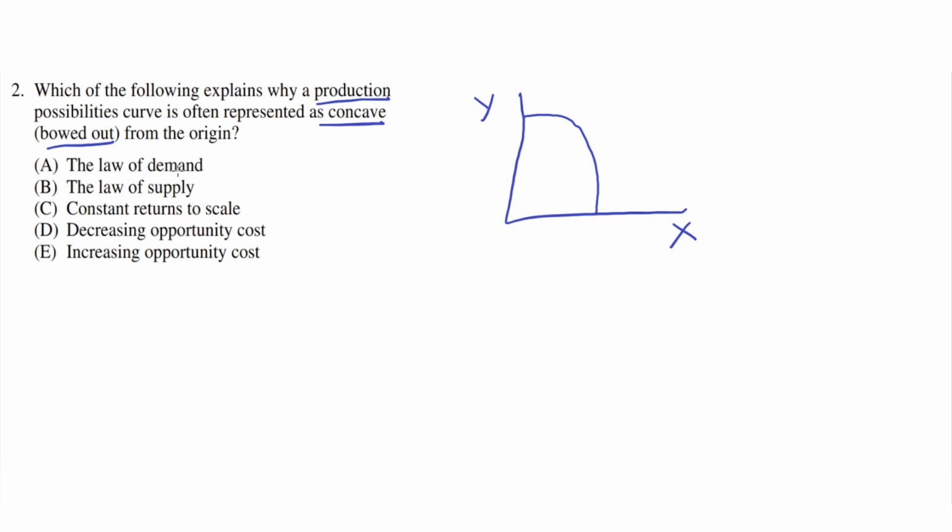Option choice A says the law of demand. This is incorrect because the law of demand is that as the price increases, this causes a decrease in demand. But the focus of the production possibilities curve is the capability of a company or a country to produce goods at the cost of another good, not that an increase in price leads to a decrease in demand, which isn't even depicted on this graph. Therefore, A is incorrect.